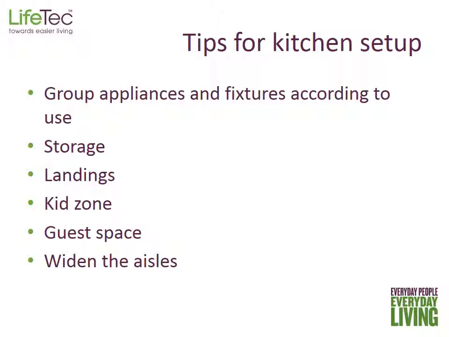You might also look at widening the aisles of the kitchen if you've got bench tops that maybe run across two walls. The livable housing guidelines suggest that you have a minimum of 1200 mils between benches, so 1.2 metres. If you're using a wheelchair, you might consider the minimum distance as 1.5 metres, just so you've got enough space to turn the chair around.